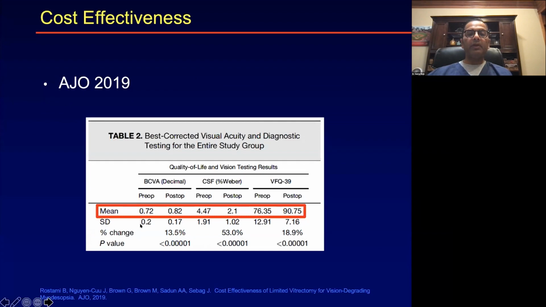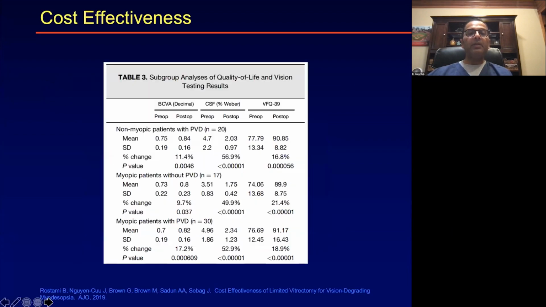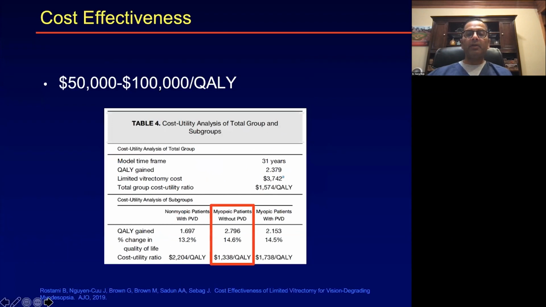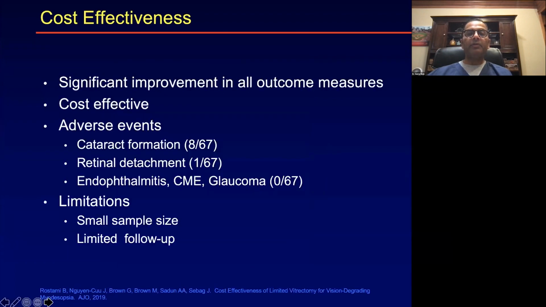And this was looking at the cost utility analysis. And this is a subgroup analysis. And look at the cost effectiveness for this procedure. So there was a significant improvement in all outcome measures. It was cost effective, vitrectomy. There was adverse events, cataract formation, retinal detachment, again, small sample size. And my rule for these patients is they must be pseudophakic if I'm going to attempt this, because only then can you make sure that you remove all of the vitreous in these patients.